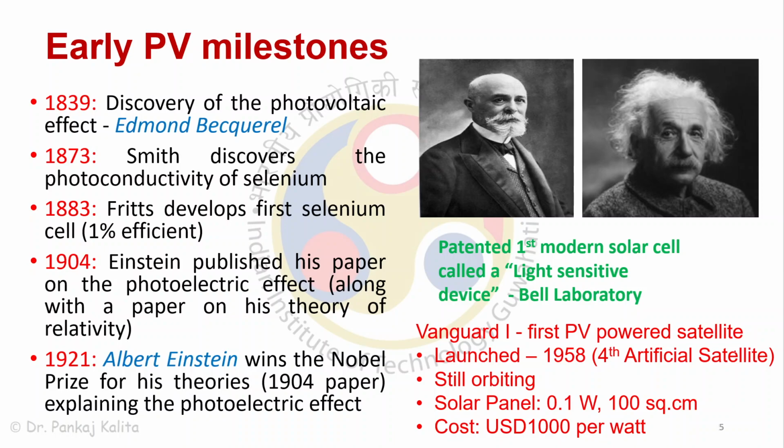The photovoltaic effect is that when any material or metal is exposed to light, it generates free electrons and a type of current. Edmund Becquerel discovered it, but he didn't explain why this current comes, what the reason behind it is. Albert Einstein explained it, the photoelectric effect, through his very famous published paper on the photoelectric effect.